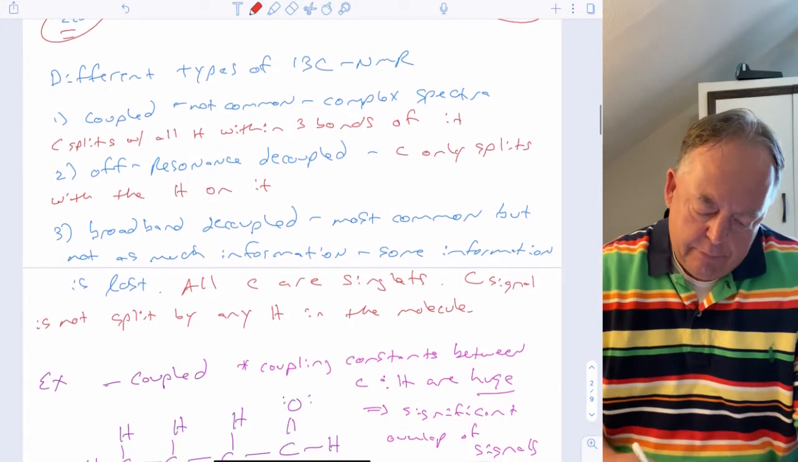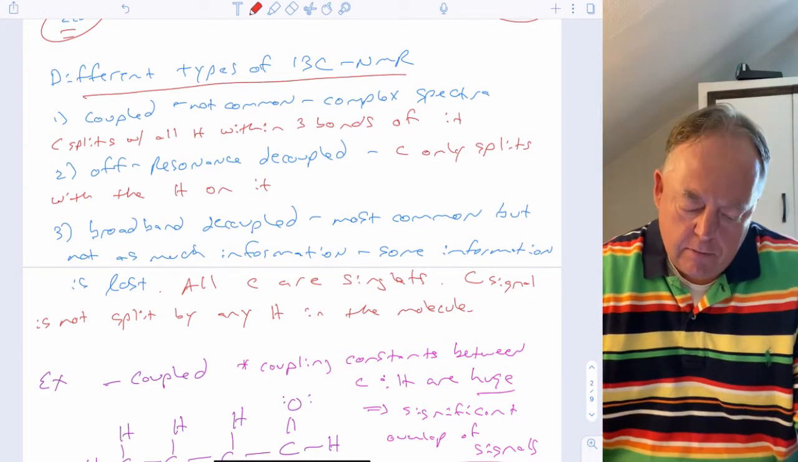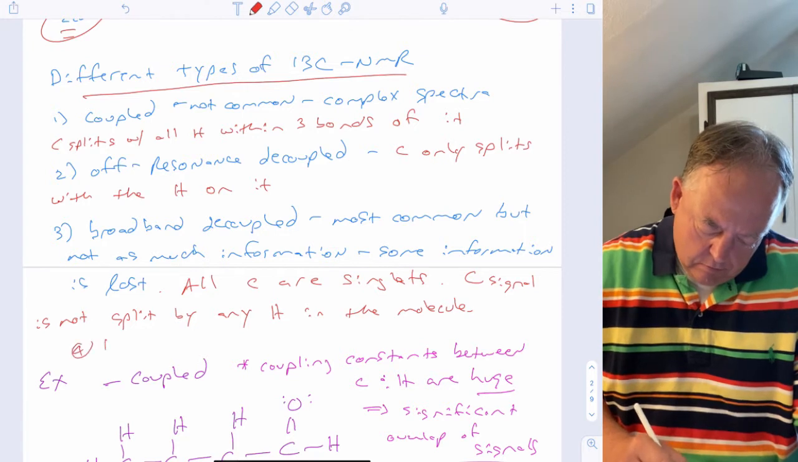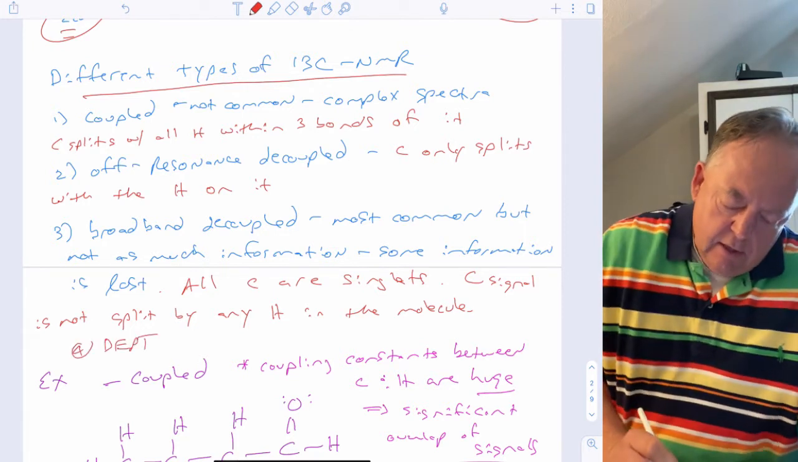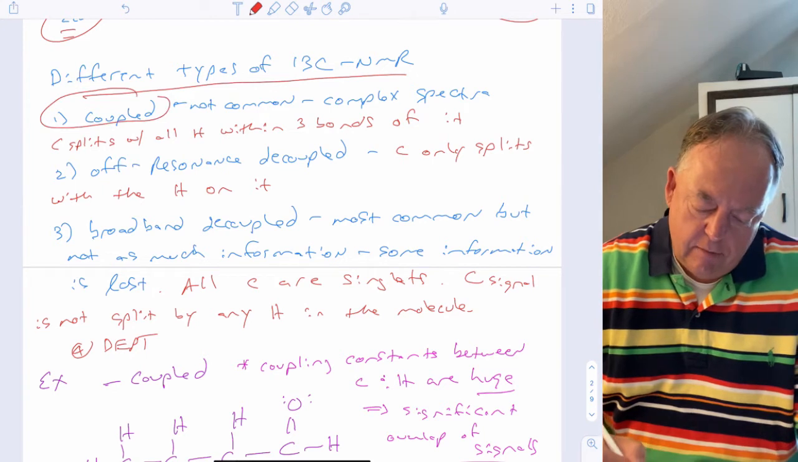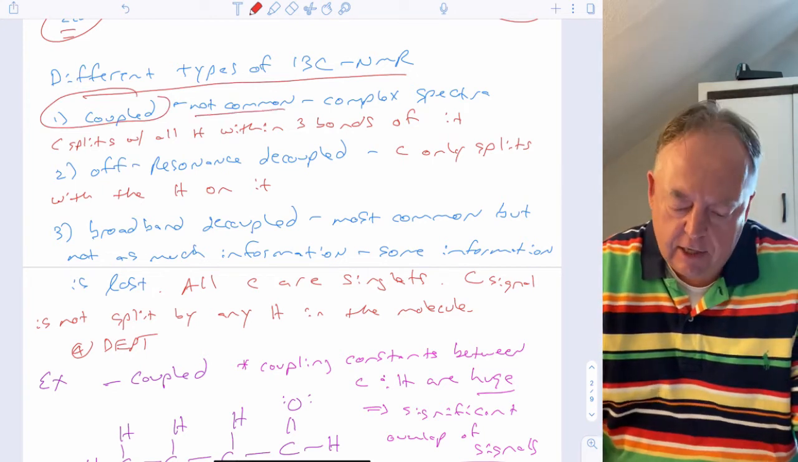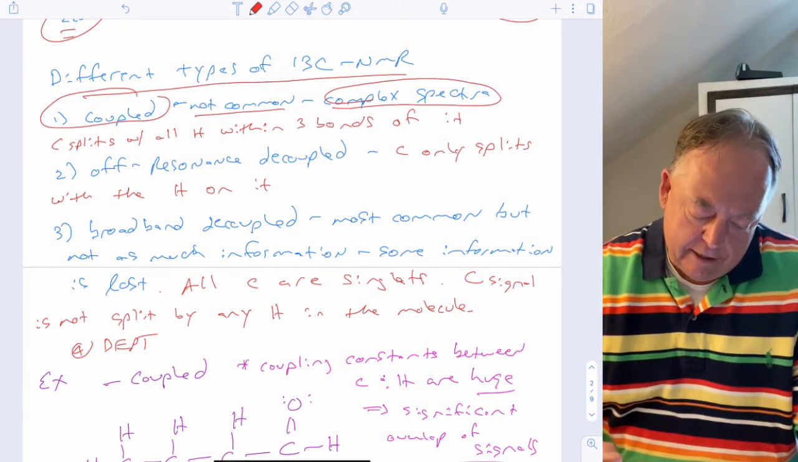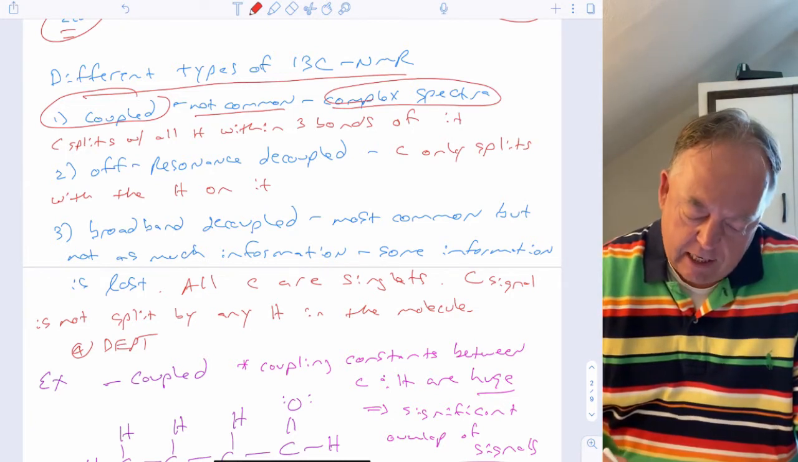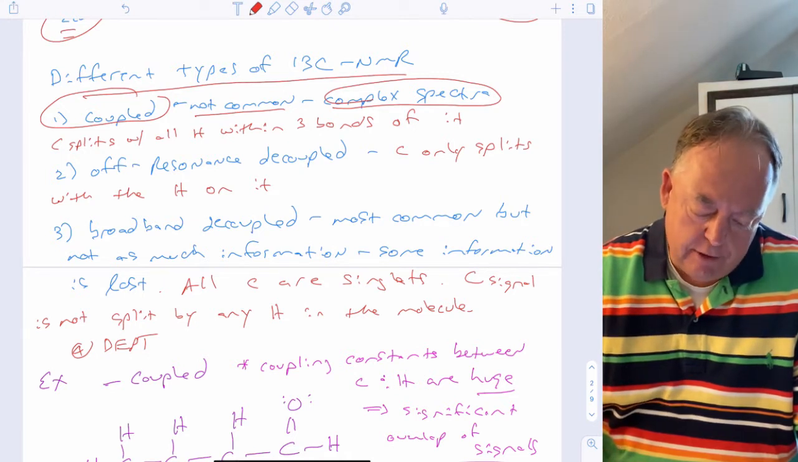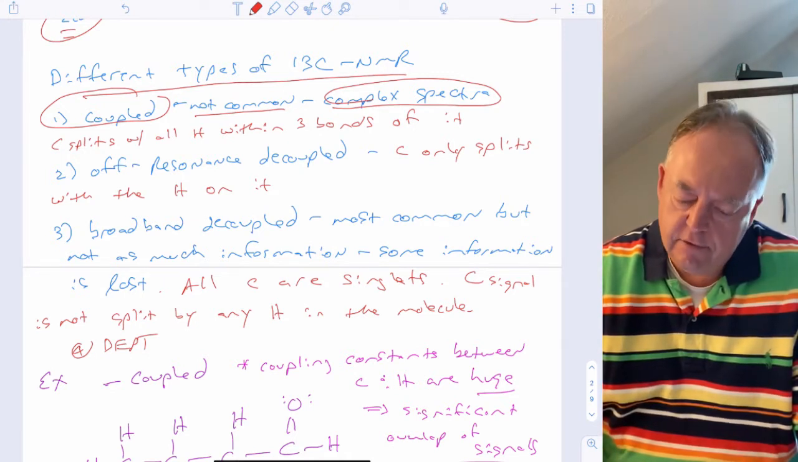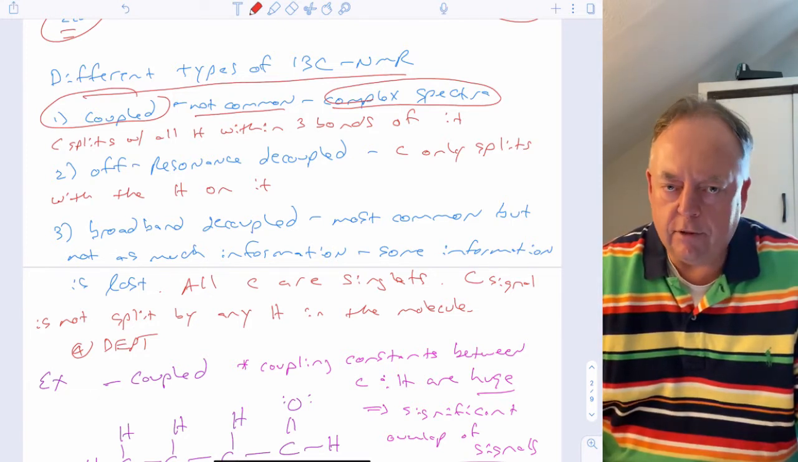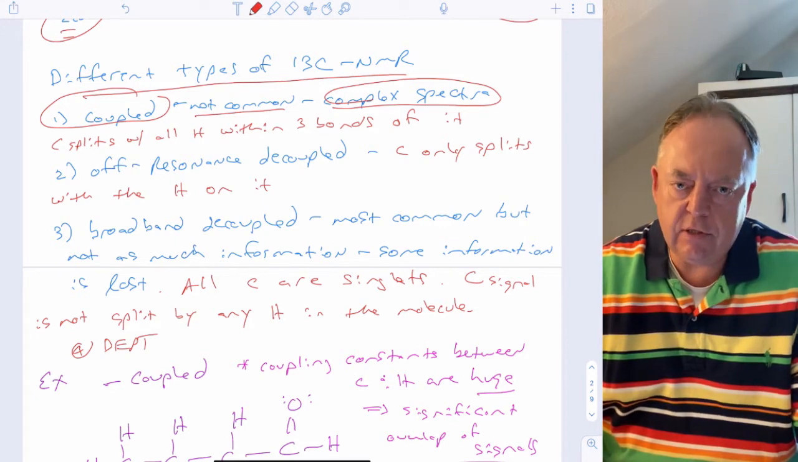Okay, so there are different ways to do carbon-13 NMR. We'll look at 4 different ways. You could do what's called coupled carbon-13 NMR, but this is not very commonly done because it gives very complex spectra, and we'll explain why in just a minute. Basically, in that type of carbon-13 NMR, carbon splits with all hydrogens within 3 bonds of it. So that's how you count the neighbors. Any hydrogens within 3 bonds is a neighbor, and then the n+1 rule gives how many peaks you would see for the carbon signal.